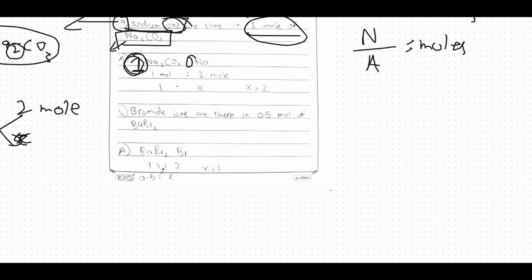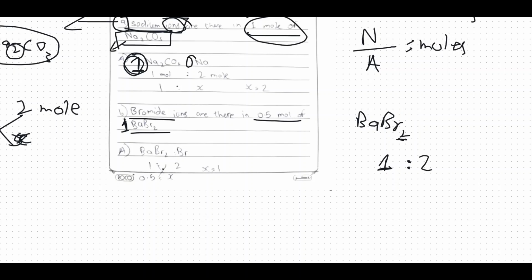How many bromide ions are there in 0.5 moles of BaBr2, barium bromide? So I know barium bromide has how many suffix? It has only 1, right? So I write 1 as the suffix. How many suffix do I have for bromine in BaBr2? I have 2. Right? So I write 2 as the suffix.